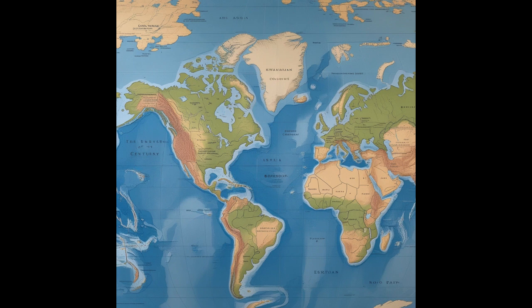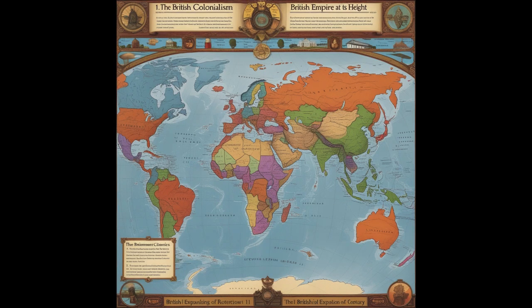By the 18th century, Britain's naval superiority and its ability to dominate trade routes helped it build a global empire. Colonial wars. Britain fought numerous wars, including the Seven Years' War, 1756 to 1763, and the Napoleonic Wars, 1803 to 1815, which resulted in Britain acquiring more colonies, particularly in Africa, the Americas, and Asia.